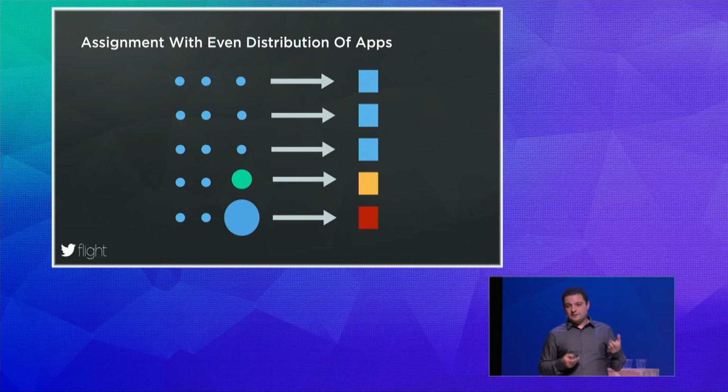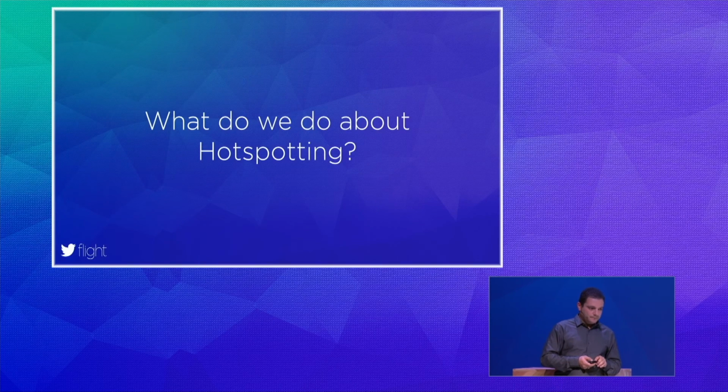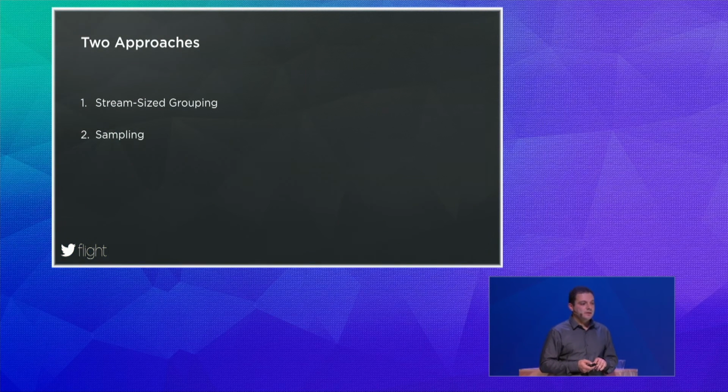And the reason that the hotspots are so bad is that as the input into your system grows, if you have a hotspot in your system, adding more boxes to your system no longer helps. It might help a little bit, but it doesn't help linearly anymore, because you're not pulling away enough load from these hotspotting boxes as you add more machines into your cluster. So to be able to scale linearly again, we have to solve the hotspotting problem. We approach the hotspotting problem in two ways. The first way is stream size grouping, and the second way is sampling. I'll talk in detail about both of these approaches.